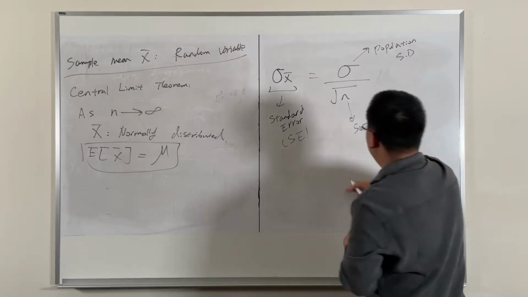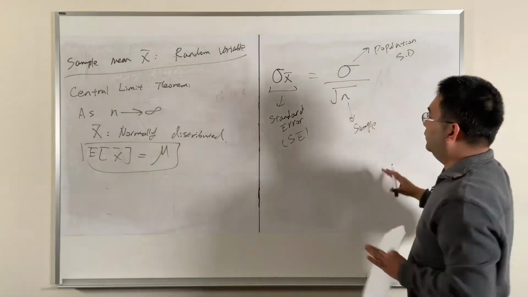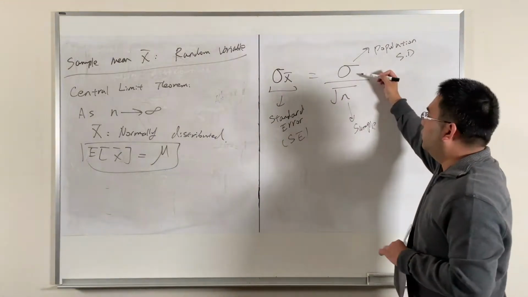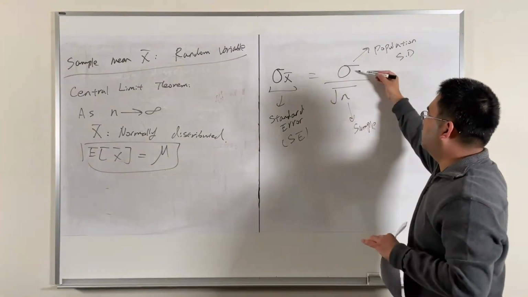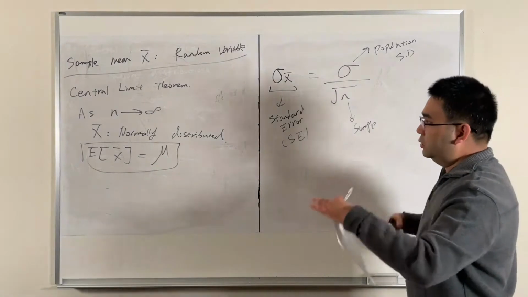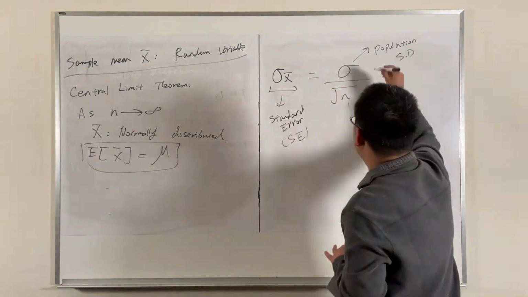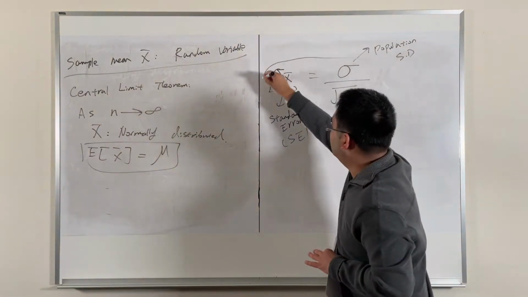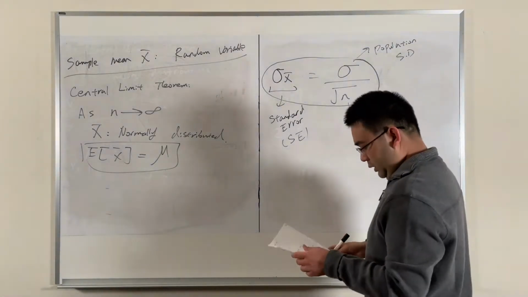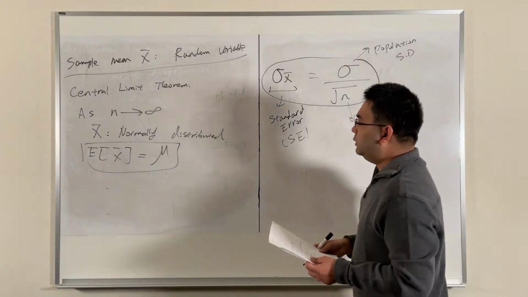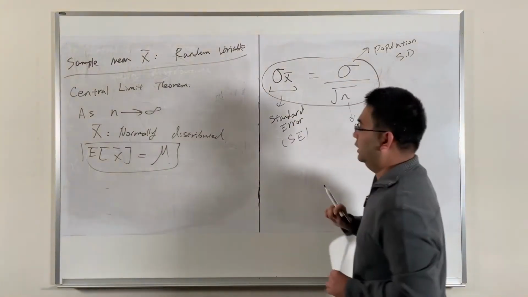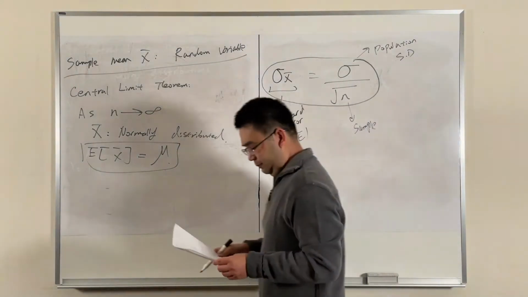For now, we assume that we know the population standard deviation, and we'll get deeper into the case where we don't know this one. But the formula under the central limit theorem is this one. This is the result that the central limit theorem will give you. So this is one, and this is the second one. Two results of the central limit theorem.